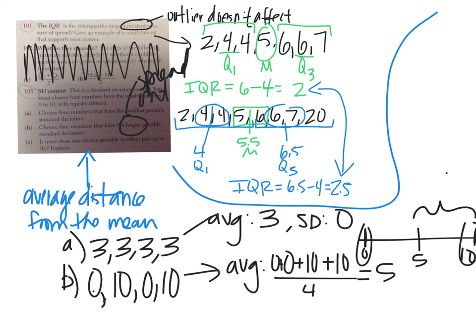So for part A, we had 4 numbers that were all the same. You could have any 4 numbers that are all the same, and that would work for part A. So there are multiple answers that work. But for part B, there's not multiple answers that work because we want to be the most spread out as possible in order for the standard deviation to be really wide.